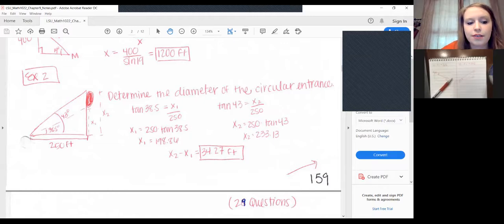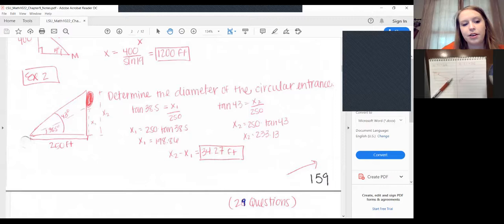So you have two triangles: this smaller triangle and this big triangle. If you can find the heights of both of them, then you can just subtract. I labeled it pretty well for you, x1 and x2. You find the side length of that first little one by using the little angle, the 38.5 angle right here. Tangent is opposite over adjacent, so tangent of 38.5 equals x1 over 250. You just multiply by 250 to solve for x, and you get x1 is 198.86.